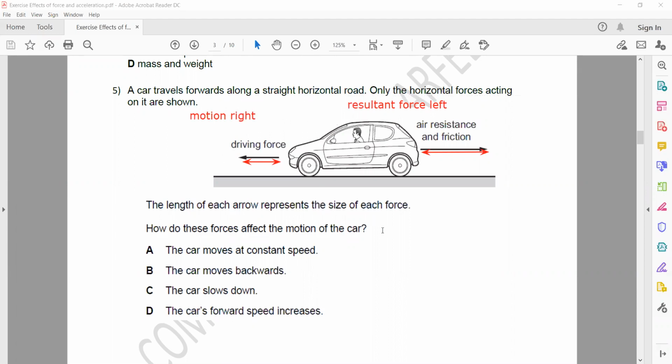And I told you, when the direction of motion is opposite to the direction of the resultant force, the object will decelerate or slow down. So the car will slow down. If you are inside the car and the air resistance is more or the friction is greater, you will observe that your car slows down. Eventually it will stop. So when the direction of the motion is opposite to the direction of the resultant force, the object will slow down or its speed will decrease.